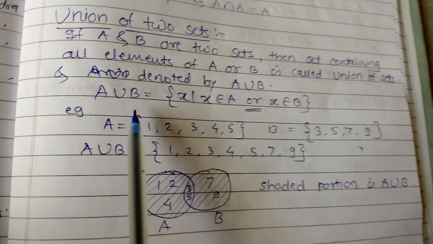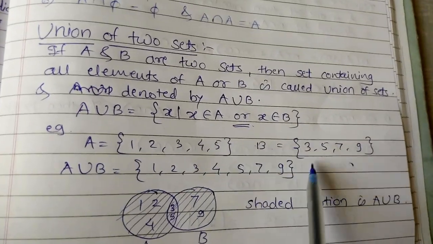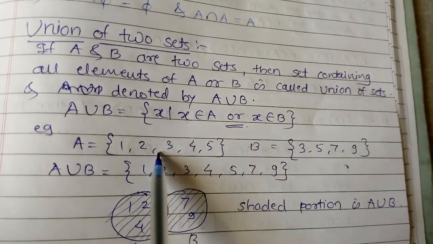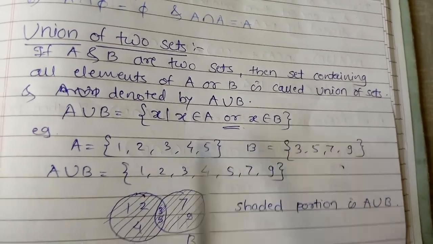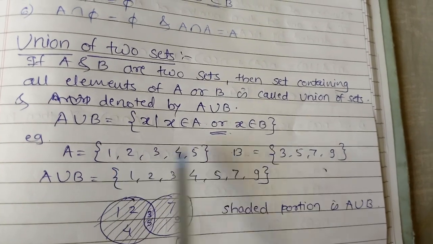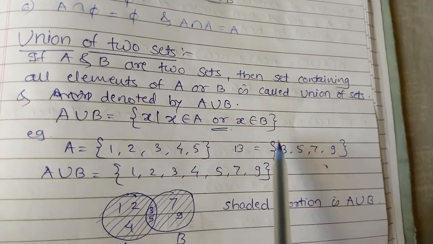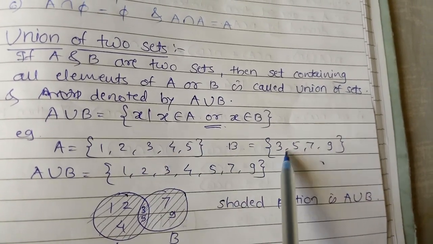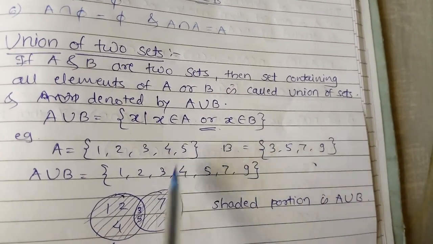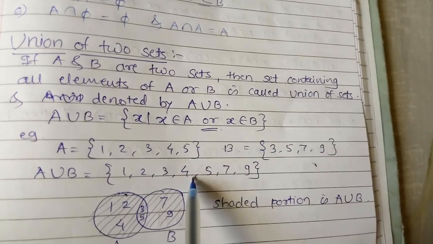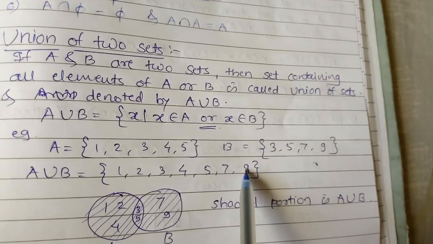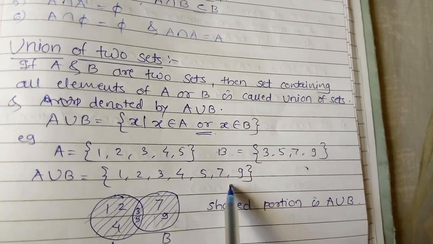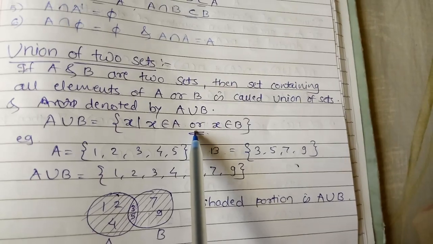Now see one example. A is 1 2 3 4 5 and B is 3 5 7 9. So A union B. A union B में हमें क्या लिखना है? इन दोनों में जो elements है वो सब हम लिखेंगे, but जो repeat आया है वो नहीं लिखेंगे. That is 3 is repeated here, then 5 is also repeated here. So we have to write down one element at once. So 1 2 3 4 5 and here 7 and 9. Means ये जो element है वो either A में है या B में है. So here we use the word or.